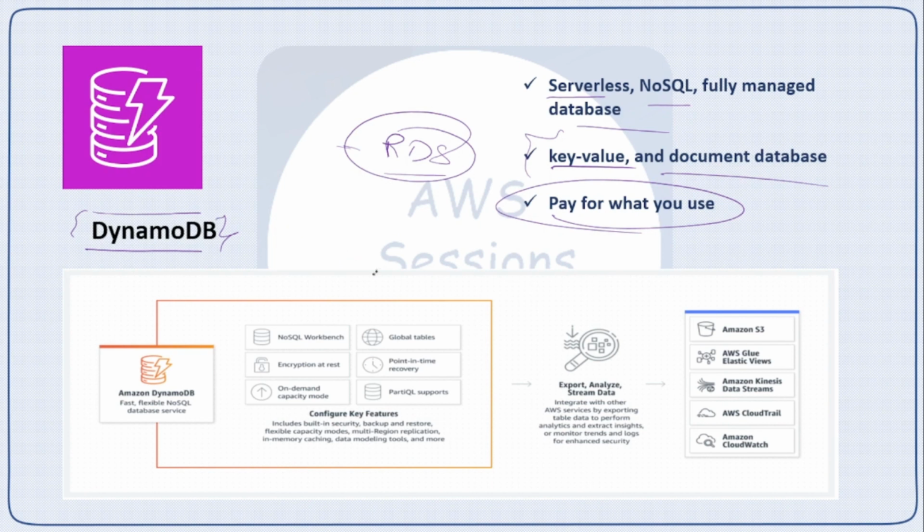That is very important. Some important points for DynamoDB: it has global tables. You can do encryption at rest and on-demand capacity mode. So all these things are here. You can export and analyze data streams to S3. You can export, then analyze the data using these services. Then we are monitoring with CloudWatch. All these things are here, but the important point is that it's a NoSQL database.